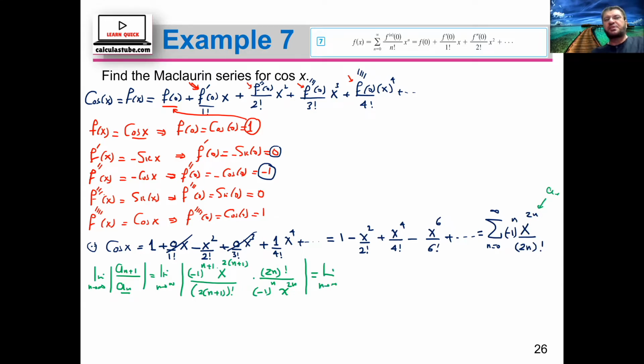Now, if you look carefully, this can be split into (-1)^n times (-1). This is 2n plus 2, so I'm going to make it x^(2n) times x squared. This one is 2n plus 2. You open the bracket, you get 2n plus 2. I'm going to split it into 2n and 2.